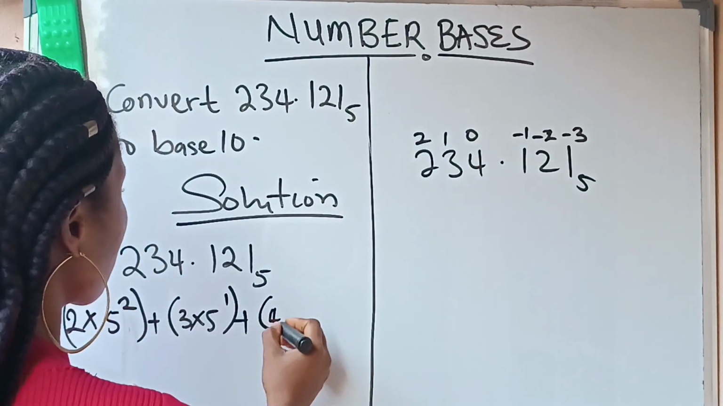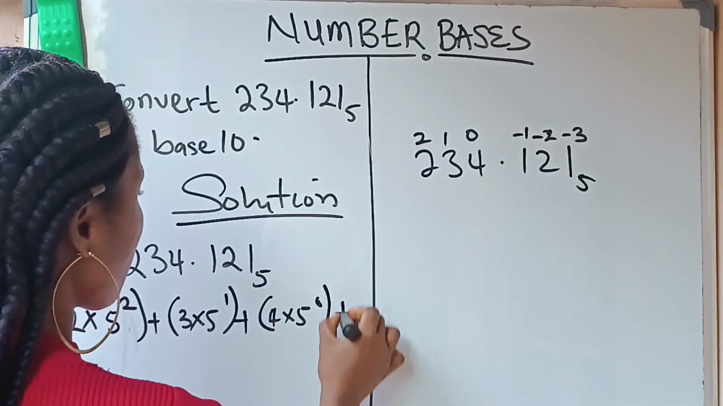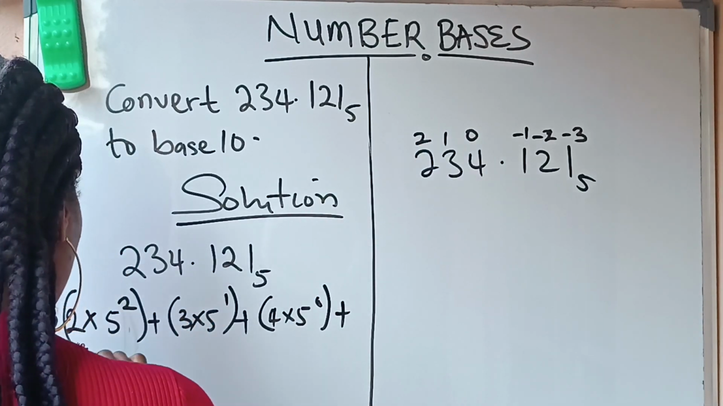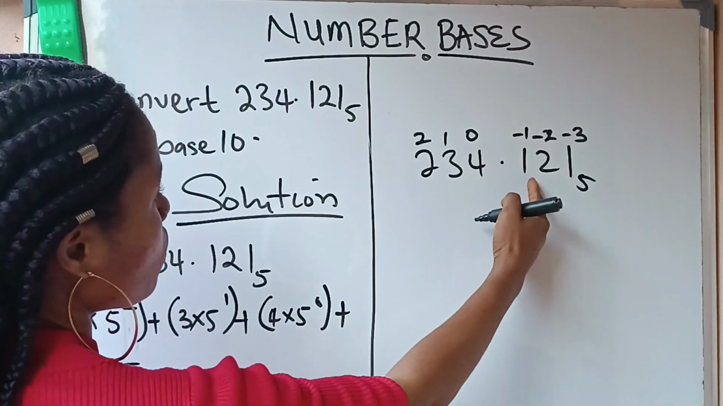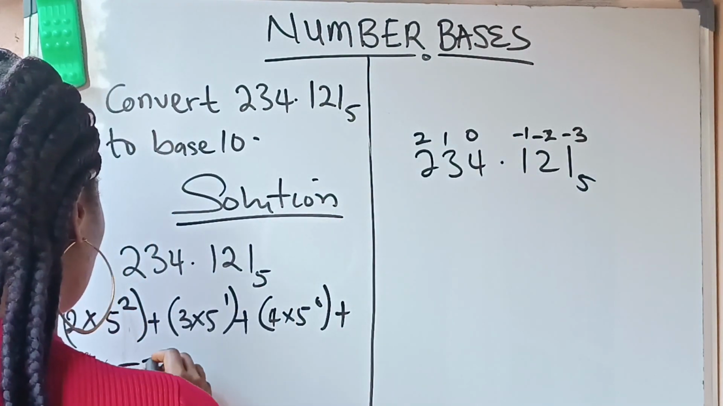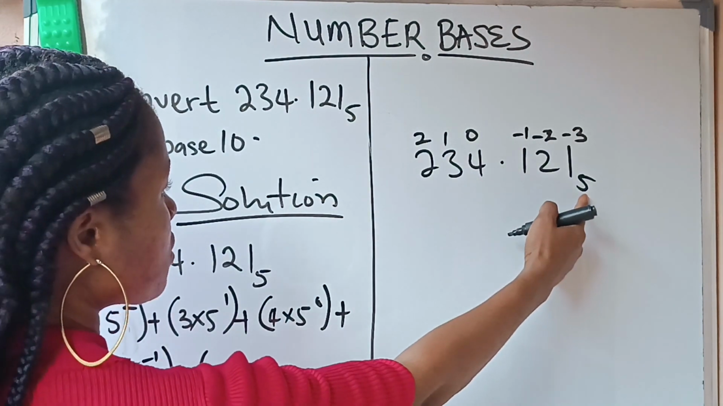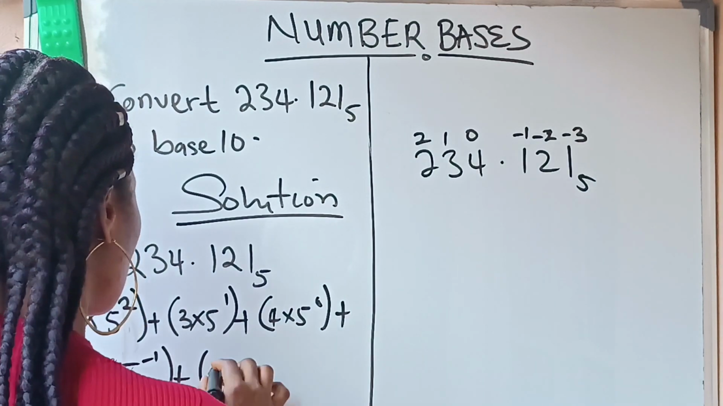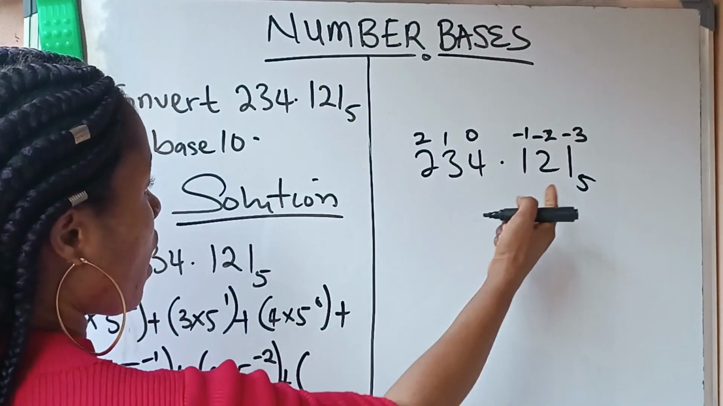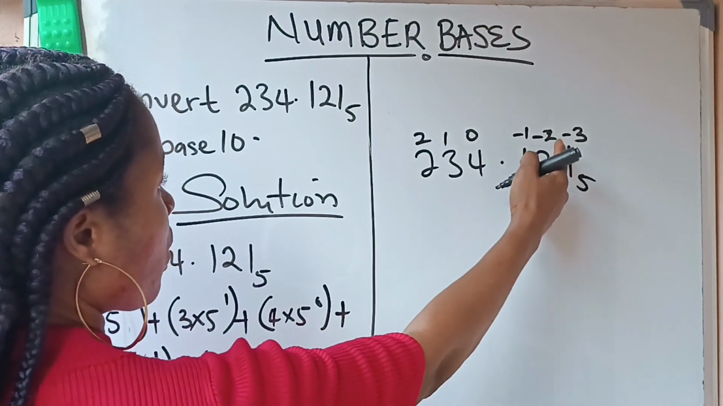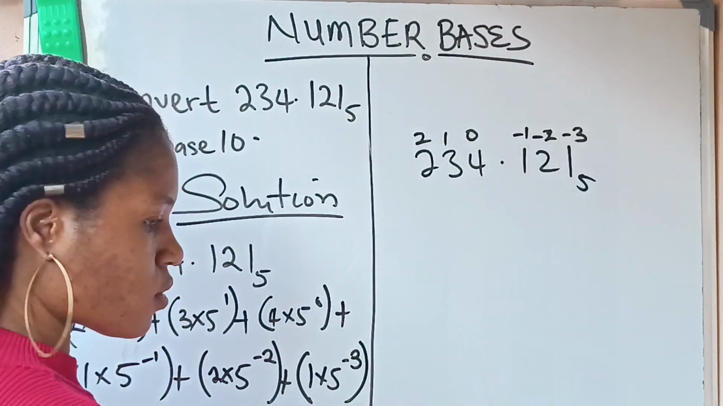Plus, we are going to have 4 times 5 raised to the power of 0, right? Plus, we are going to have 1 times 5 raised to the power of -1. Plus, we are going to have 2 times 5 raised to the power of -2. Plus, we are going to have 1 times 5 raised to the power of -3.